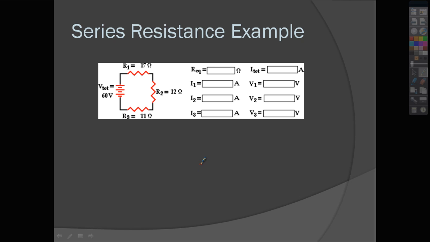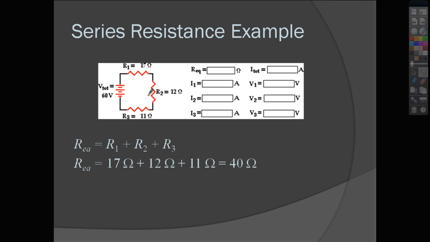So a quick little example. Here we have a series circuit with 3 resistors. First thing we want to do is find the equivalent resistance. To do that, we add up the value of all the resistors, 17 plus 12 plus 11, and you get 40. Notice that the equivalent resistance for a series circuit is always larger than any of the individual resistances.